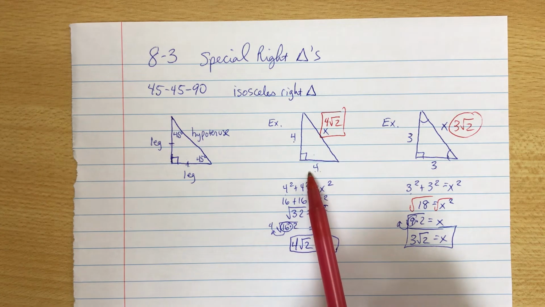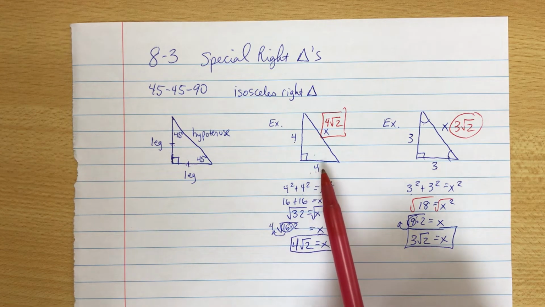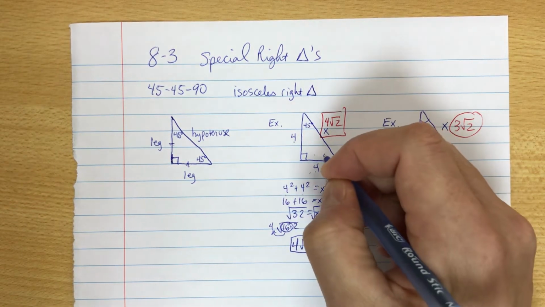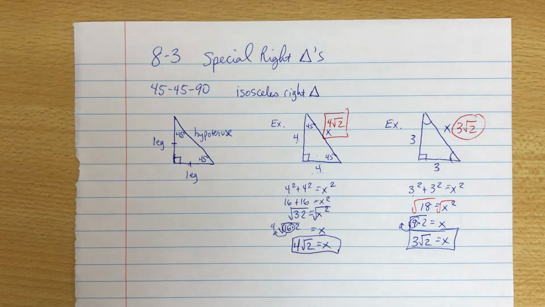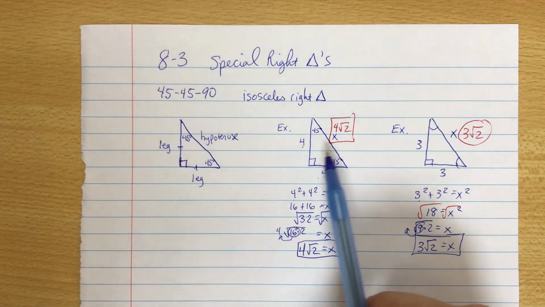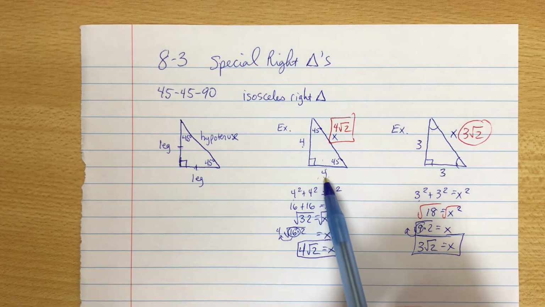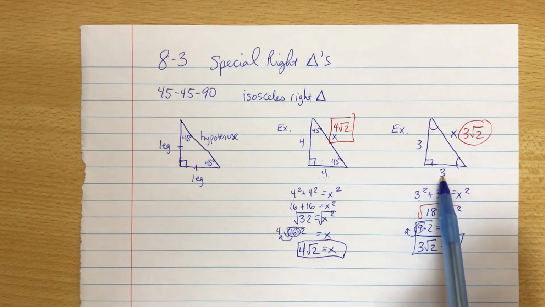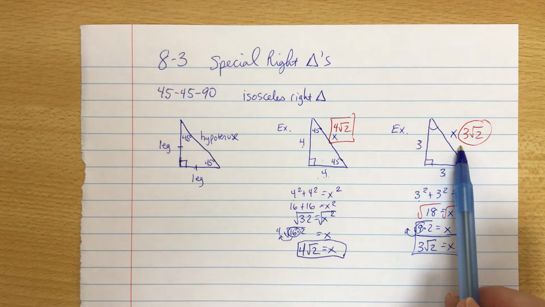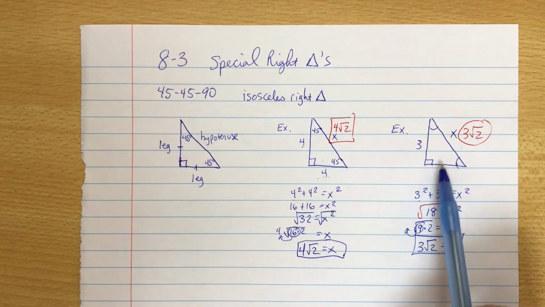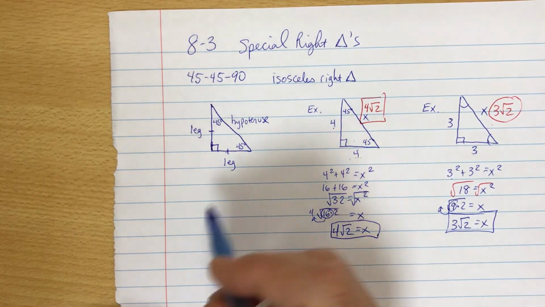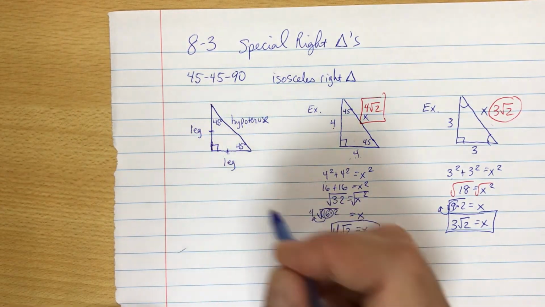Now, you may be wondering, wait a minute, is that going to happen for every 45-45-90 triangle? And the answer, I'll put the 45s in here, the answer is yes. That is always going to be true. Whatever the legs are, if they're 4 and 4, then the hypotenuse is 4 times square root 2. If it's 3 and 3, the hypotenuse is 3 times square root 2. If it was 11 and 11, the hypotenuse would be 11 times the square root of 2.